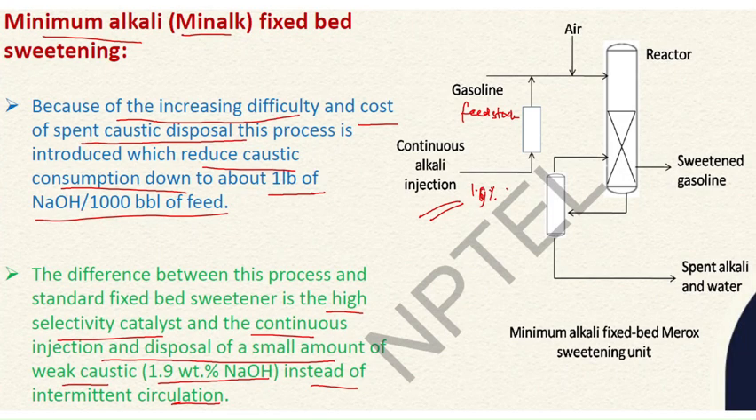1.9 weight percent NaOH is injected along with the feed and the air, and it goes to the reactor where the catalyst is packed, and from here we get the sweetened gasoline from below, and the caustic solution, which is H2S rich caustic solution, is circulated to a separator where the spent alkali and water is given off from below. Some amount is recirculated, whereas the rest is given off. Okay.